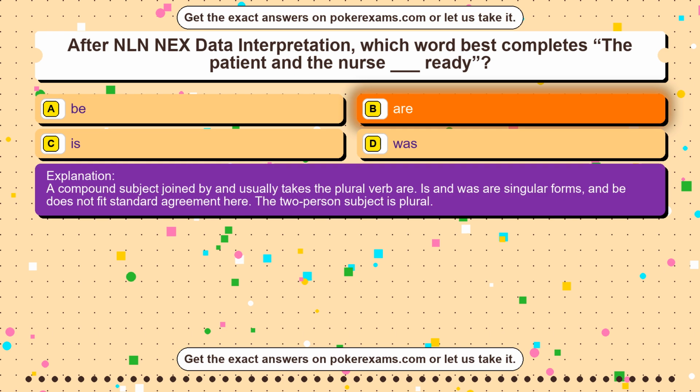A compound subject joined by "and" usually takes the plural verb "are." Is and was are singular forms, and be does not fit standard agreement here. The two-person subject is plural.